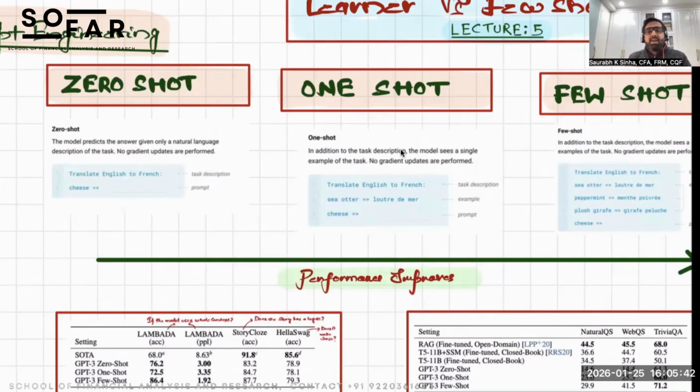What is one shot learning? Similarly, you're providing an instruction: translate English to French. There's nothing different. You're asking to translate English to French. That is the task instruction.